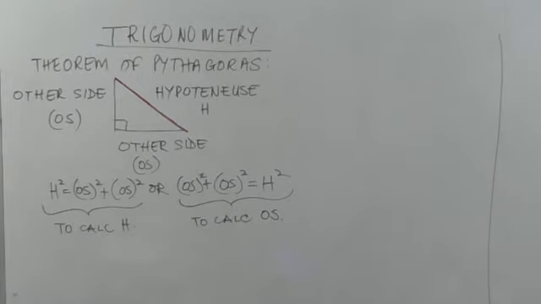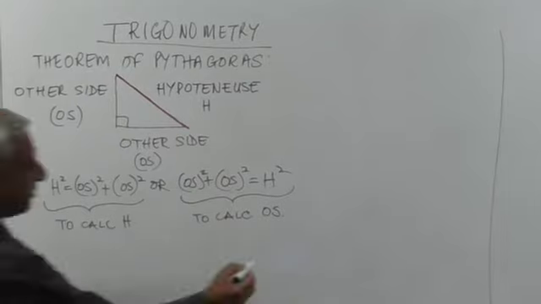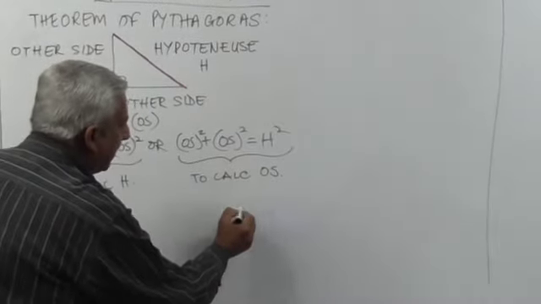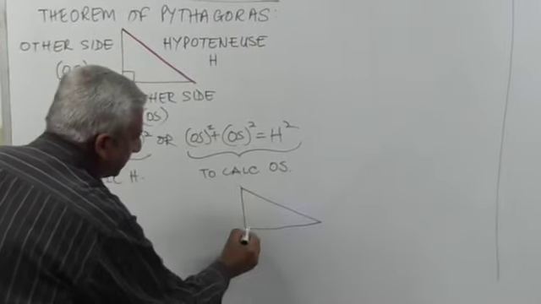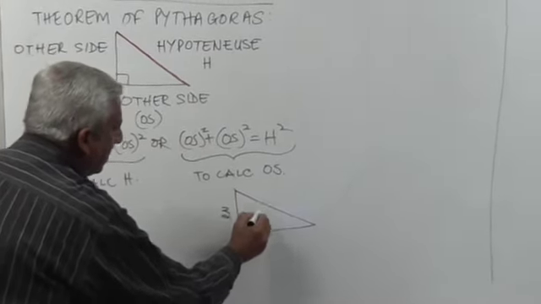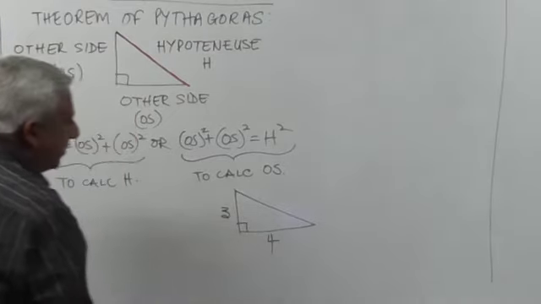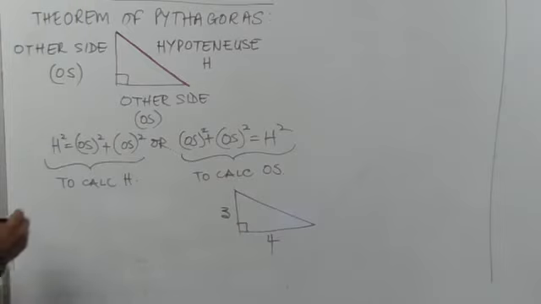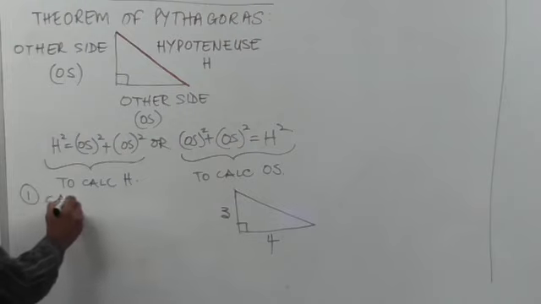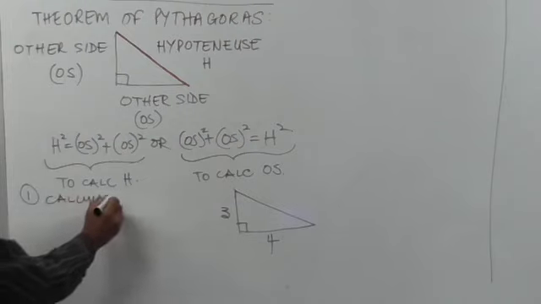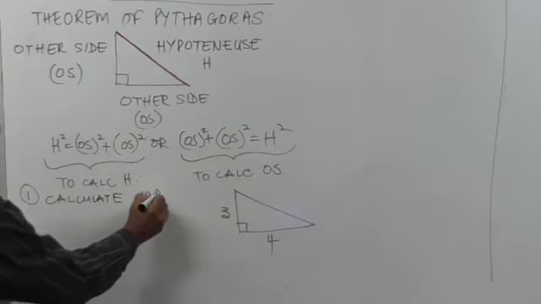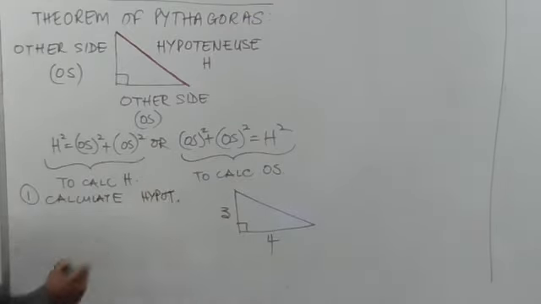Alright, so let's take an example and see how we're using the theorem of Pythagoras. Suppose we were given this right angle triangle here. You were told that this side is 3 and that side is 4. Let's call it number 1. And you are asked to calculate the hypotenuse. We won't write it in full, we'll just write it short. So you're going to find H.